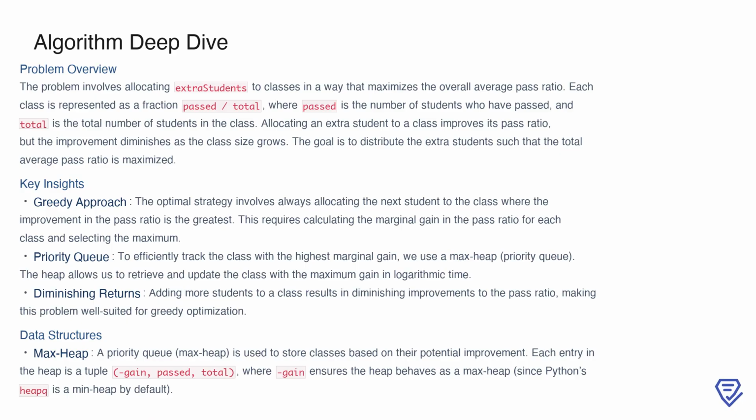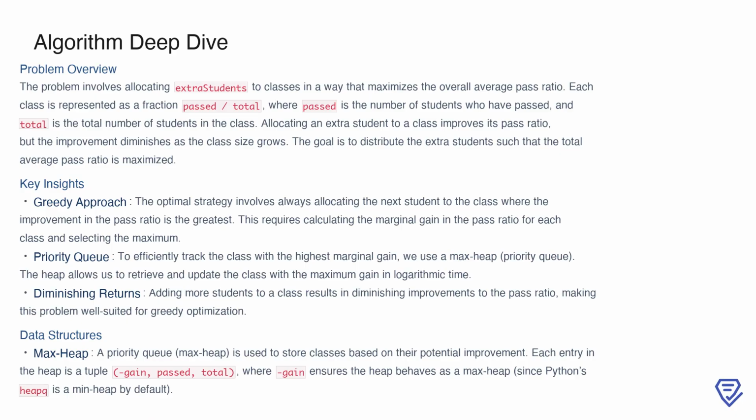To solve this, we use a greedy strategy where the next student is always allocated to the class that provides the greatest increase in the total average pass ratio. To efficiently track which class offers this maximum gain, we use a max heap, or priority queue. This allows us to dynamically identify and update the class with the highest marginal gain after each allocation. By understanding how the diminishing returns affect the marginal gain, we can design an optimal and efficient solution using this greedy approach.